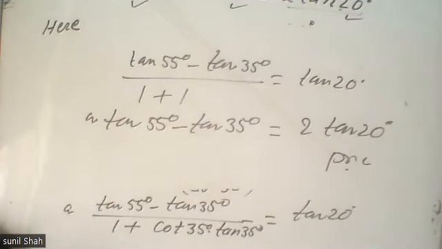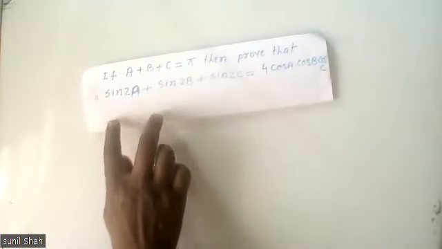Now next, A plus B long question. We have a long question. We can prove this now. If A plus B plus C is equal to pi, then prove that sine 2A plus sine 2B plus sine 2C is 4 cos A into cos B into cos C. This is the question. Now we can prove this.